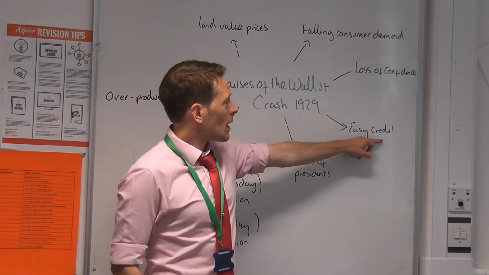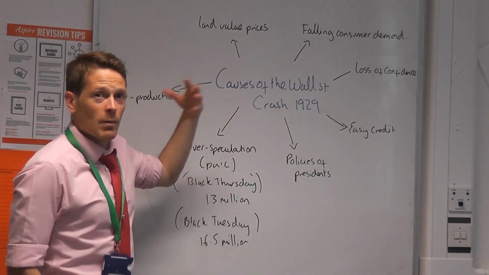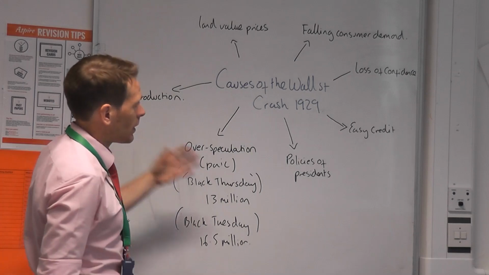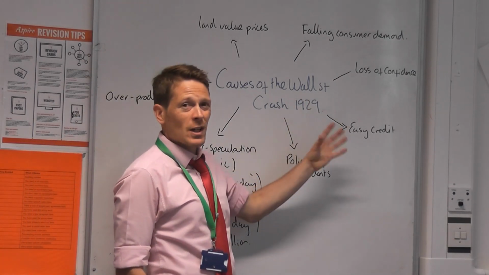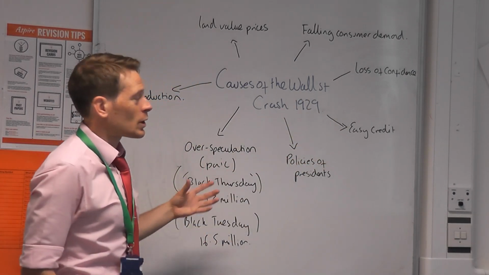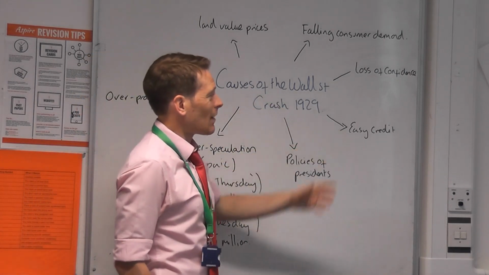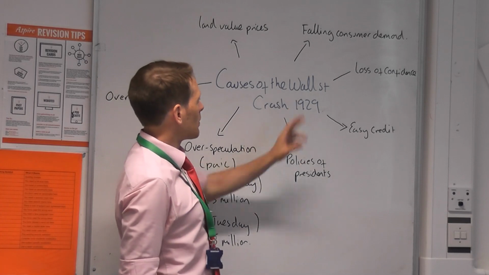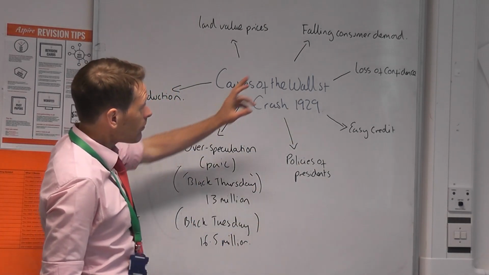Easily available credit goes in line with that. Too many people were buying various consumer goods, things like cars and all the rest of it, on credit, which eventually they couldn't pay back. Also, a lot of people who had taken credit didn't actually have the money to pay it back anyway. So easily available credit is a massive reason for the Wall Street crash.